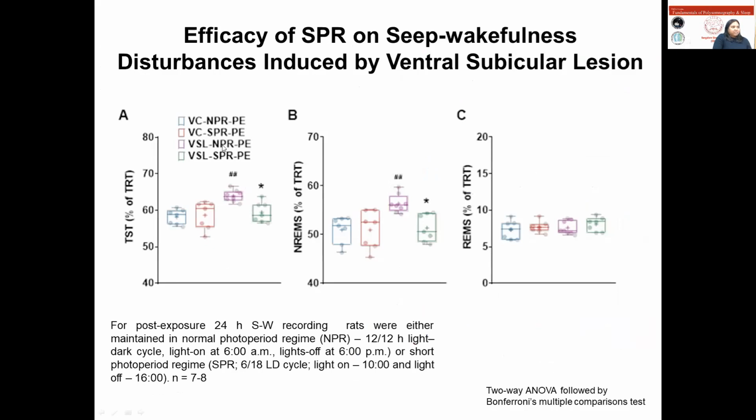The same animals which were subjected to baseline recording were subjected to both NPR and SPR photoperiod, and we observed that BSL rats which were continued to be maintained in NPR showed enhanced sleep, while when subjected to SPR, the total sleep duration was reduced. This reduction was primarily seen in non-REM sleep, and there was no change in REM sleep.